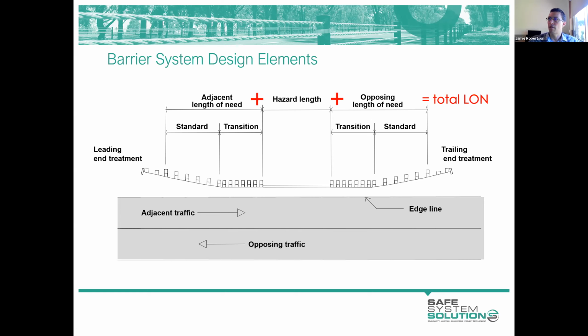So our total length of barrier comprises that adjacent length of need, the length of the hazard itself, the opposing length of need, plus these little bits on either end, which are the gating portions of our terminal. So several metres of a guard fence terminal or the entire terminal in the case of wire rope terminals. They're those bits that are ineffective in terms of capturing an errant vehicle.